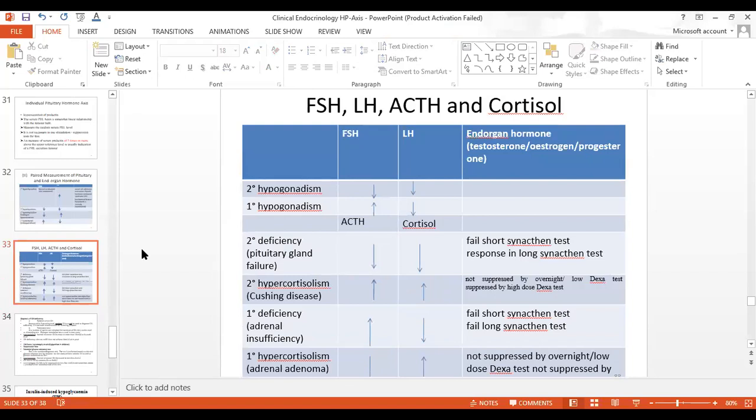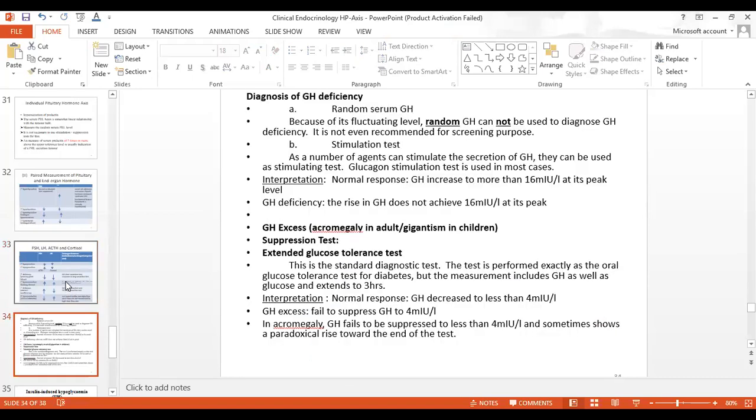Then let's look at the follicle stimulating hormones too. Okay. For the ACTH, I'll come back to this when we do the adrenal hormones. Even this one, I'll come back to this slide when we do the adrenal hormones. Good. For growth hormone deficiencies, I have talked about it. Just measure the growth hormone levels.